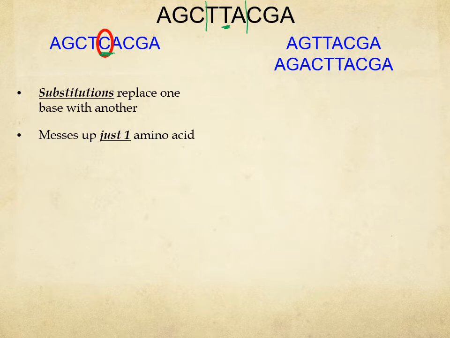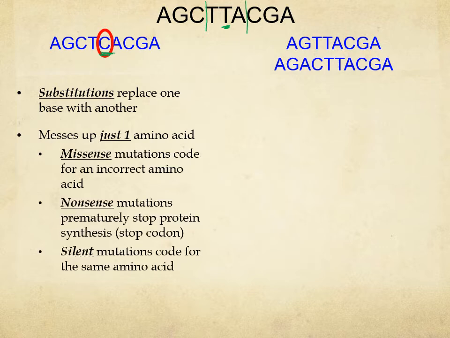Because you're only changing one letter and everything else is staying normal in that sequence, only one amino acid is being affected at most. I say at most because there are some options for what might happen here. If the new code causes the wrong amino acid to be added to the protein, we call it a missense mutation, because it's a little off, but it's probably not anything major.